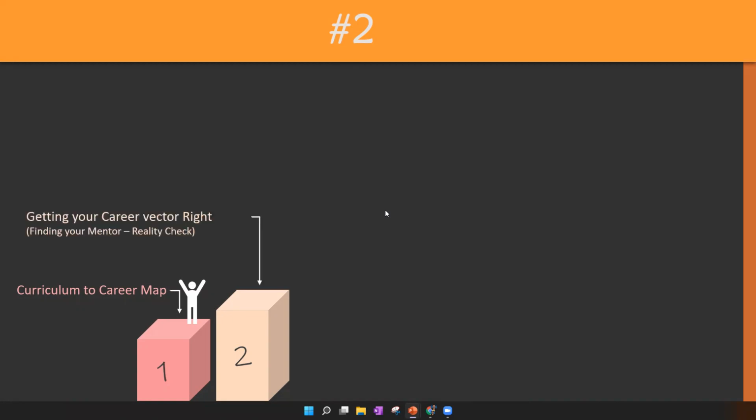All right. So moving on to the second step, right? We now know the curriculum and how it is mapped to the different engineering roles. The second key step is getting our career vector right. What it means is we need to understand what opportunities are available to us and what we want as our goal, and also find our mentor and get a reality check of where we are and what needs to be done to achieve that goal. So I'll be going through this second step, which is one of the key steps.